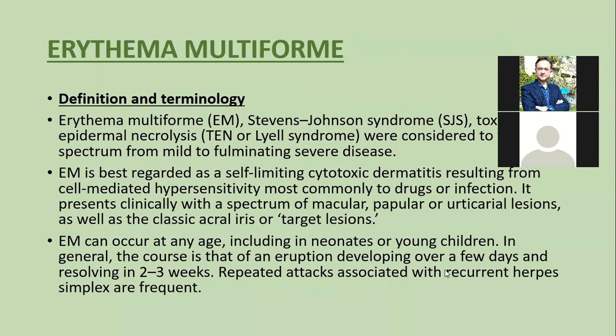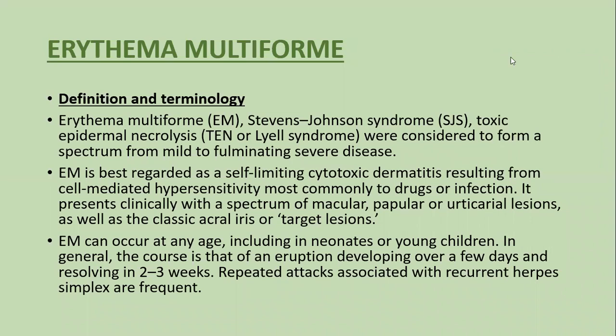So let's start from the first slide. Erythema multiforme, Stevens-Johnson syndrome and TEN were considered to form a spectrum from mild to fulminating. This was the concept which we have always been propagating, that Erythema multiforme, Stevens-Johnson syndrome and TEN are the same disease which varies along a spectrum from mild to fulminating disease.